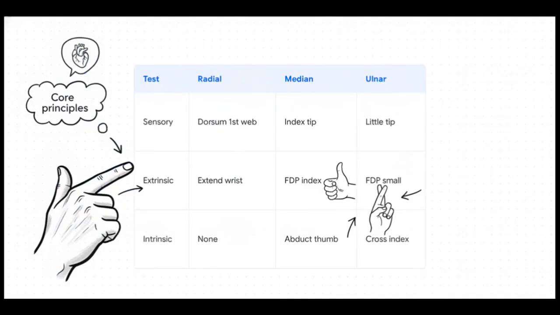Now for unambiguous nerve testing, you really have to isolate the nerves. To isolate the median nerve's intrinsic motor function, have the patient abduct their thumb completely perpendicular to their palm. For the ulnar nerve, you want to test the interosseae by asking them to cross their long finger right over their index finger. And for the radial nerve, simply test sensory function on the dorsum of the first web space.